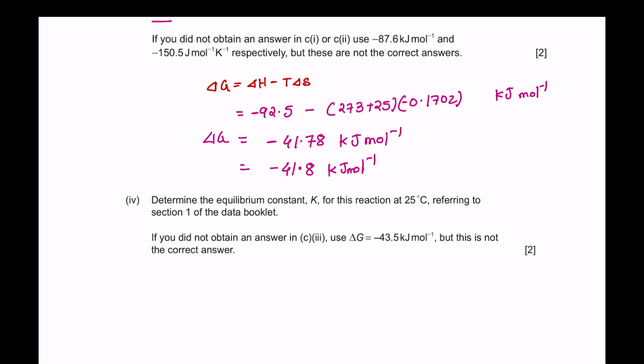In the next part, you have to write the equilibrium constant K for the reaction referring to section 1. So again, we have to use a formula from section 1, that is delta G is equal to minus RT ln K. That's the general formula, but here you have to put delta G in the form of joules if you want to use R as 8.314. So let's just do it.